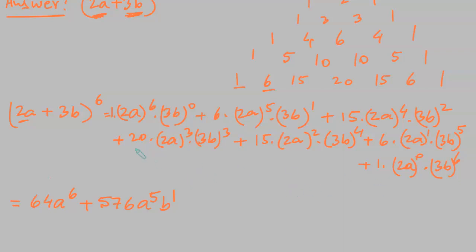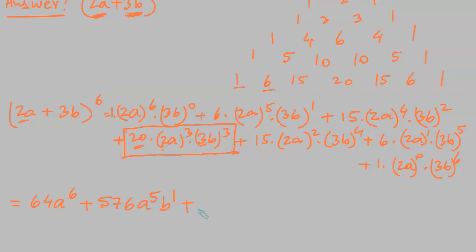So, what you should be doing is, this is the term which is containing a to the power of 3 and b to the power of 3. You have to just get the coefficient, that is all the numbers you have to take. It is not just the 20. Okay. You have to take all the numbers, that is 20 times 2 to the power of 3, that is 8, and 3 to the power of 3, that is 27.